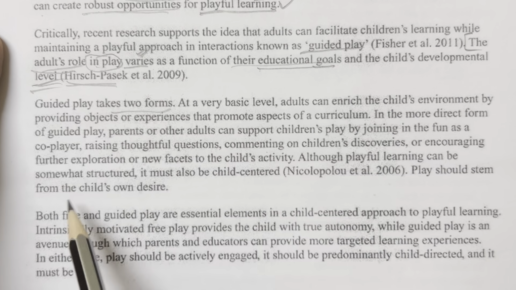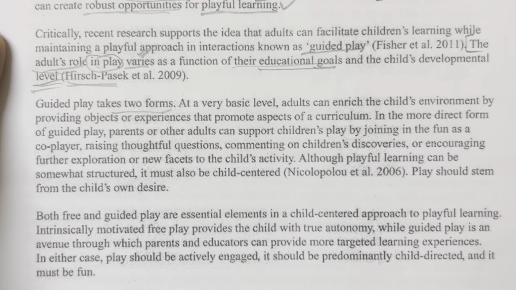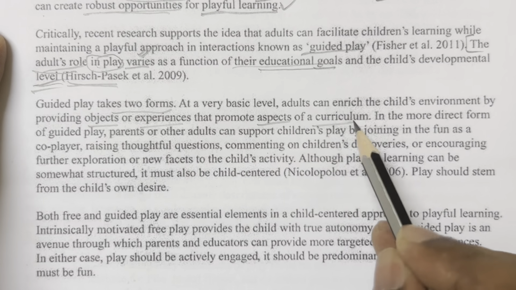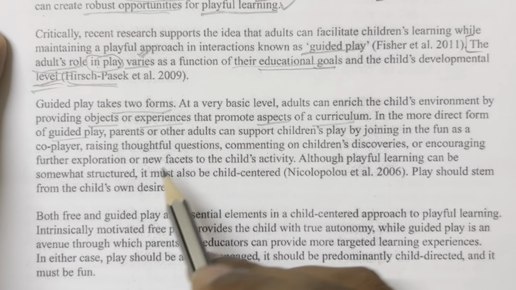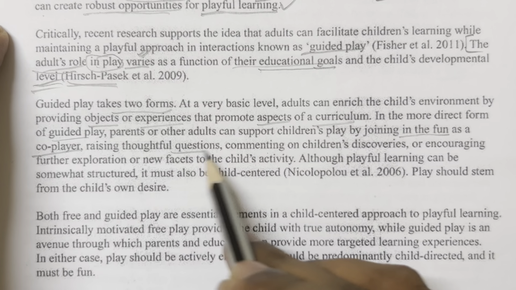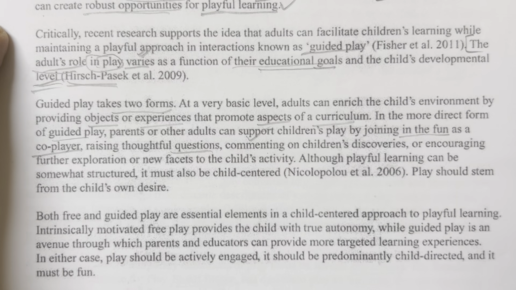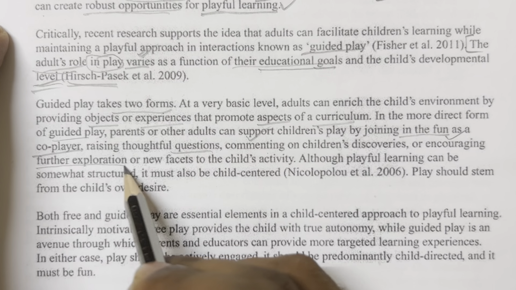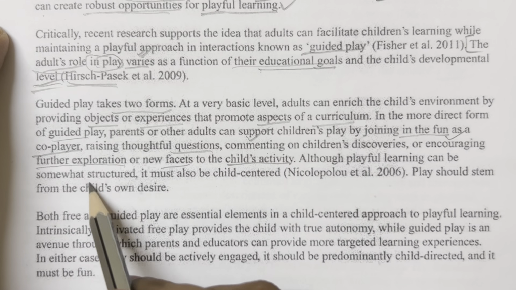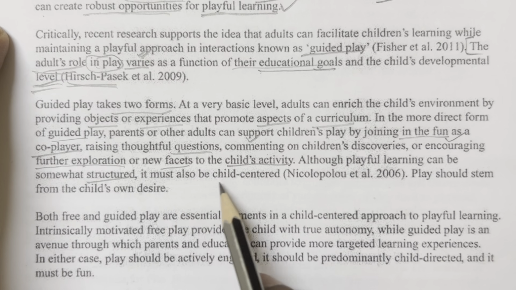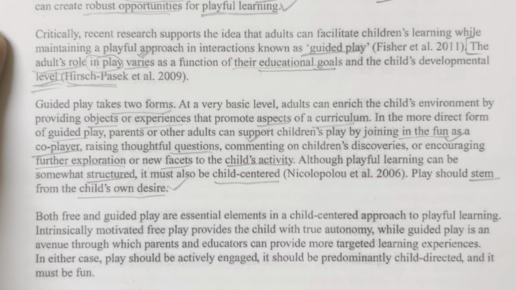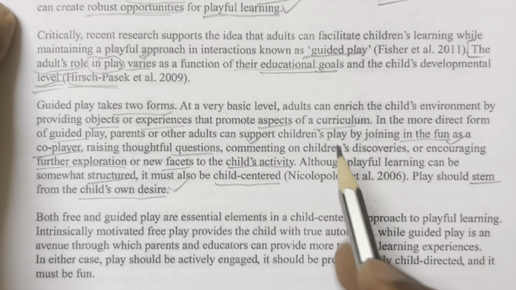Guided play takes two forms. At a very basic level, adults can enrich the child's environment by providing objects or experiences that promote aspects of curriculum. In the more direct form of guided play, parents and other adults can support children's play by joining in the fun as a co-player, raising thoughtful questions, commenting on children's discoveries, or encouraging further exploration or new facets to the child's activity. Although playful learning can be somewhat structured, it must also be child-centered. Play should stem from the child's own desire. Okay, great.